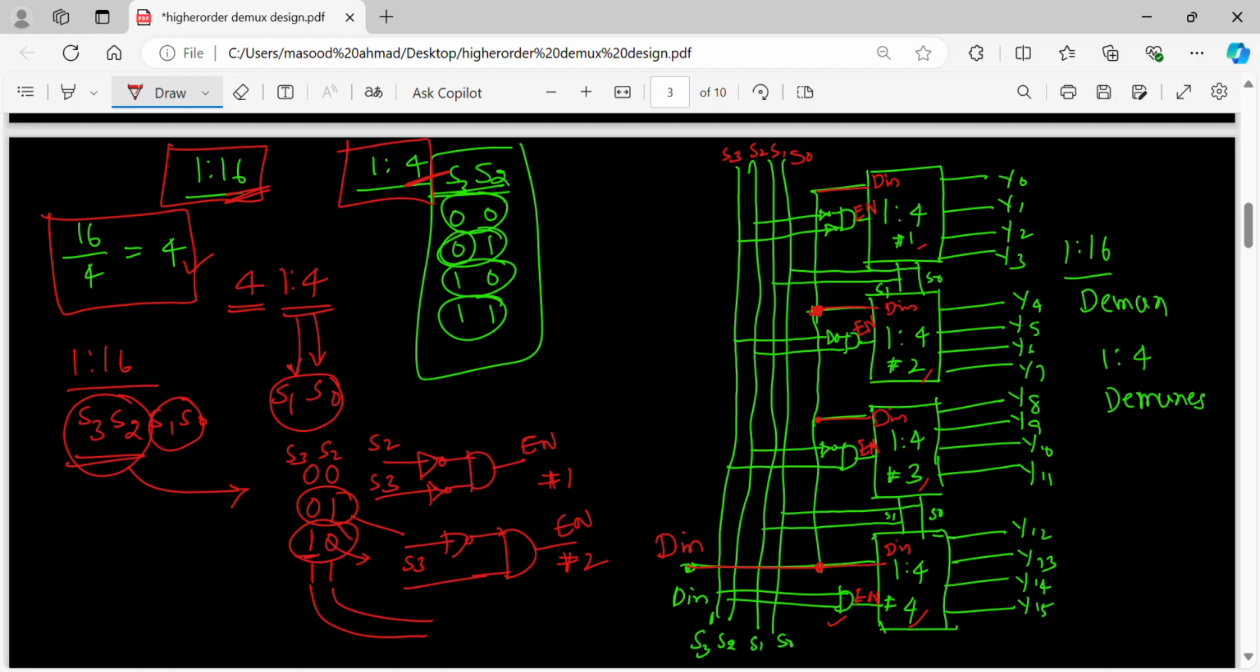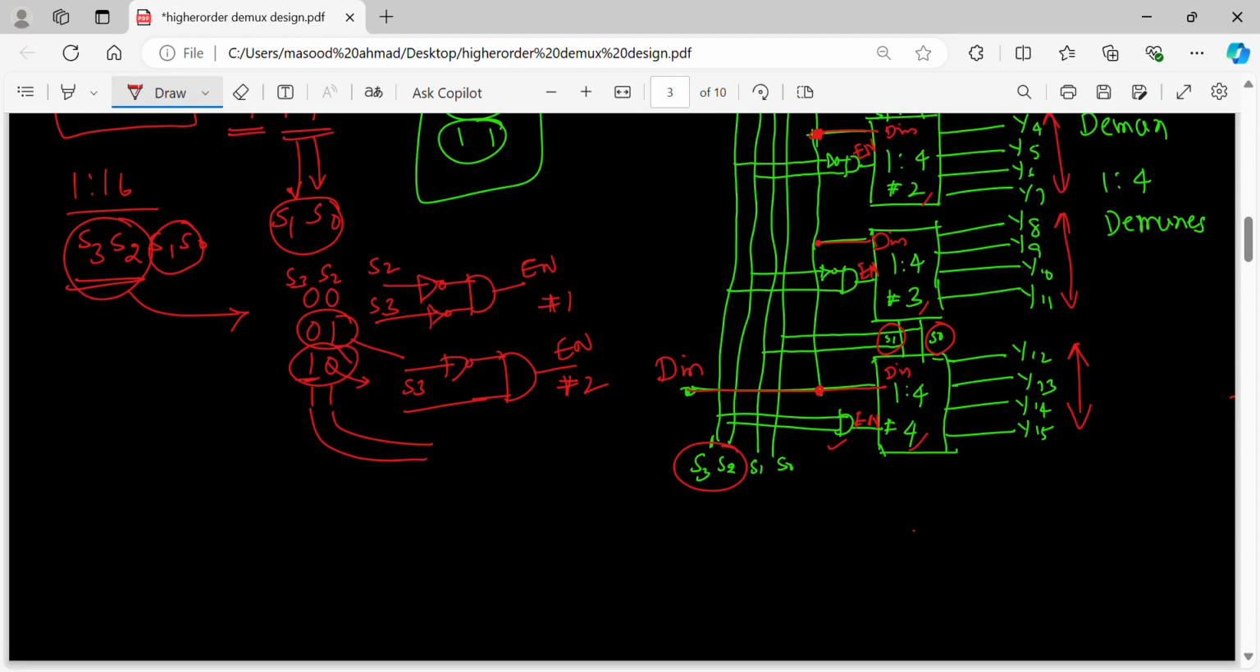So what extra did we do? It is very simple: we have only one input and 4 selection lines. Within the Demux, I am using S0 and S1 to choose one out of 4 outputs. To choose one out of 4 demultiplexers, I am using S2 and S3 with these logic gates. I am choosing the one. Done.